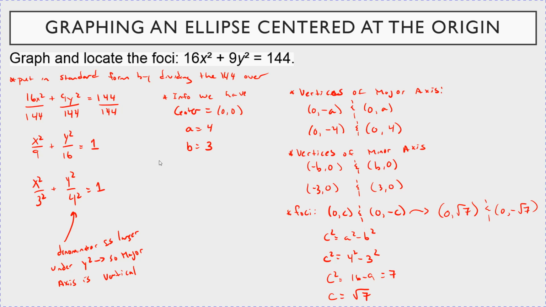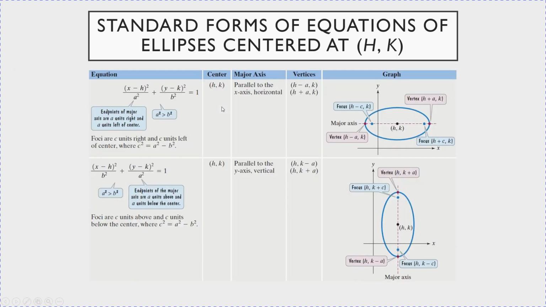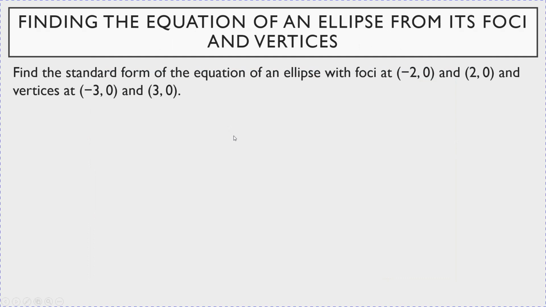All right, let's do one that's not centered at the origin, okay? All right, so here's the problem. And actually, let's go back, and I'm sorry. Before I do that, let me give you some information on finding the equation of an ellipse from its foci and vertices, okay? All right, so it says find the standard form of an equation of an ellipse with foci. Then I'll go to the one not centered at the origin. Sorry, I want to get this extra example in here.